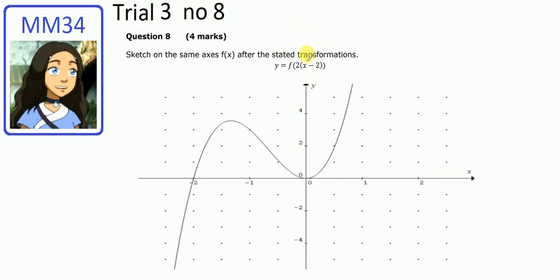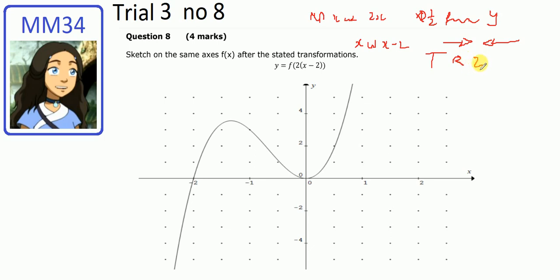Okay, so the information's been given to me for the transformation in function notation. So it's opposite of what you expect. You replace x with 2x, therefore it's a dilation by a half from the y-axis. So that's a squash towards the y-axis. And then x with x minus 2, we translate right 2 units.